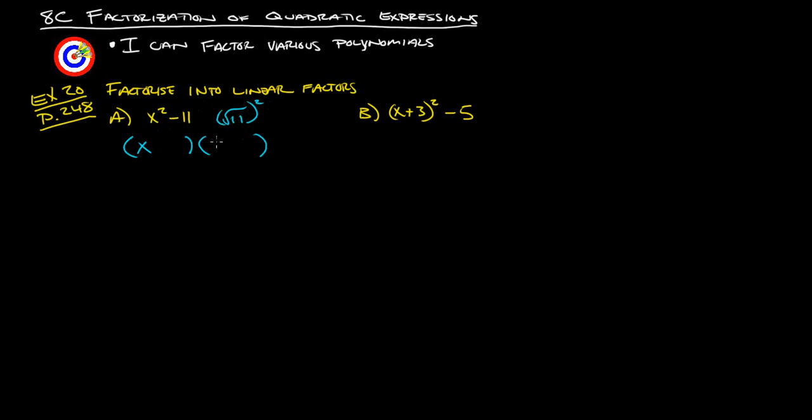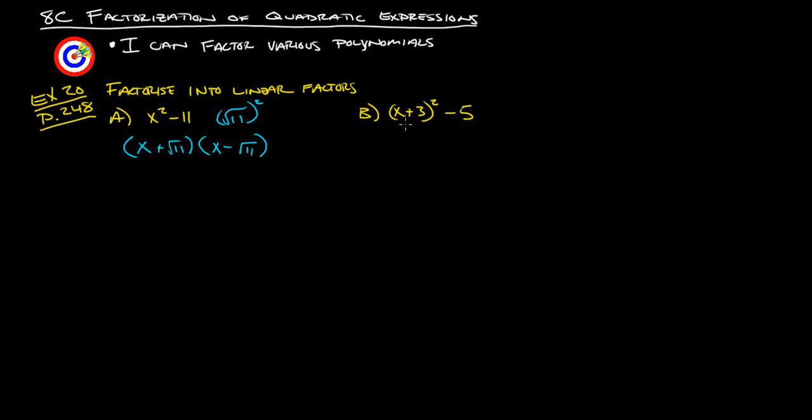So you do x times x to get the x squared, and then again the square root of 11 is just square root of 11, and then you can put one positive and one negative. All right, and those are our factors.